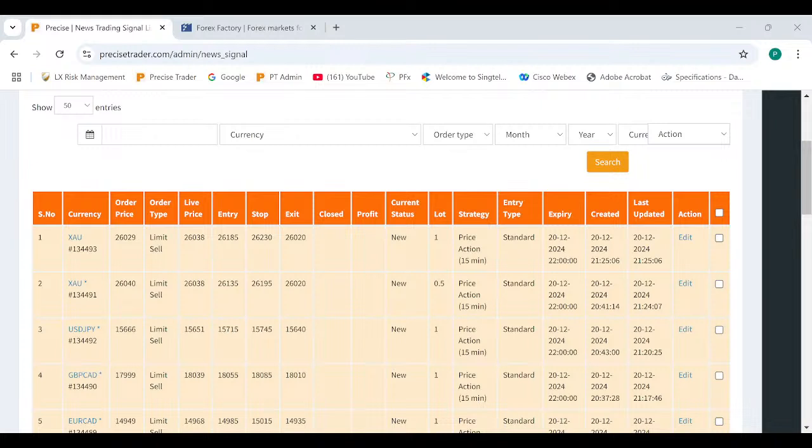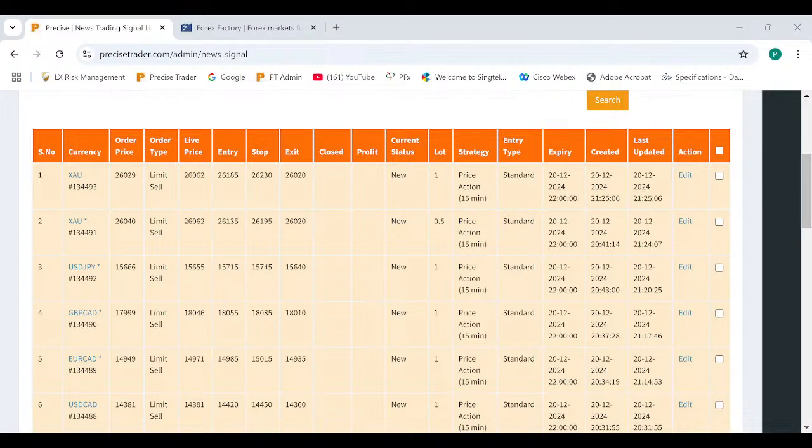Okay, let me tell you. The gold, I think we can give it time, 15 minutes for the order to get filled. So the dollar yen: what I can suggest is we try to sell at 156.60. Stop at 85 and TP at 25 or 30. Okay, quickly put in this order.